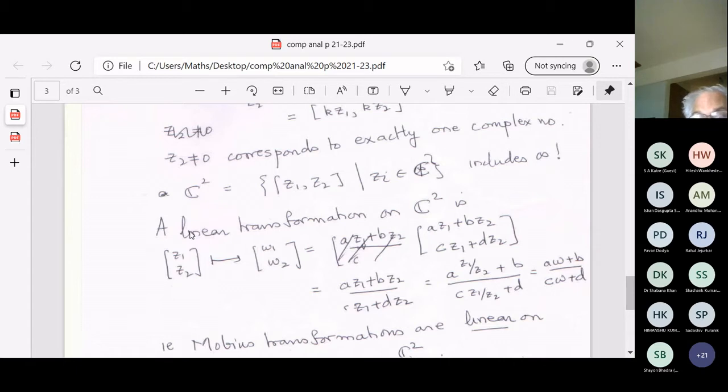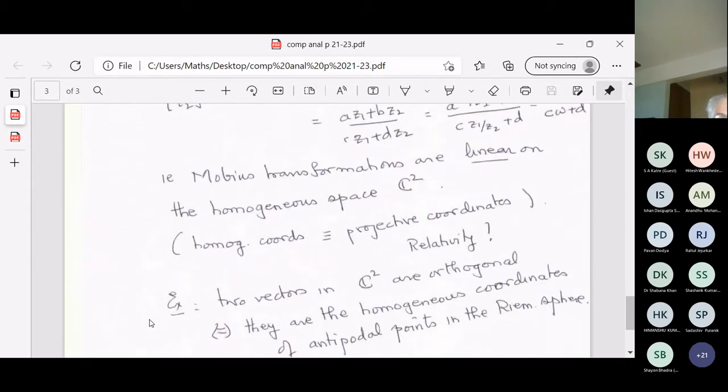There I can divide by z2, so you get (a z1 by z2 plus b) divided by (c z1 by z2 plus d). But z1 by z2 is w, and therefore it is (aw plus b) over (cw plus d). This elementary idea tells you that Mobius transformations are actually linear maps on the homogeneous space.